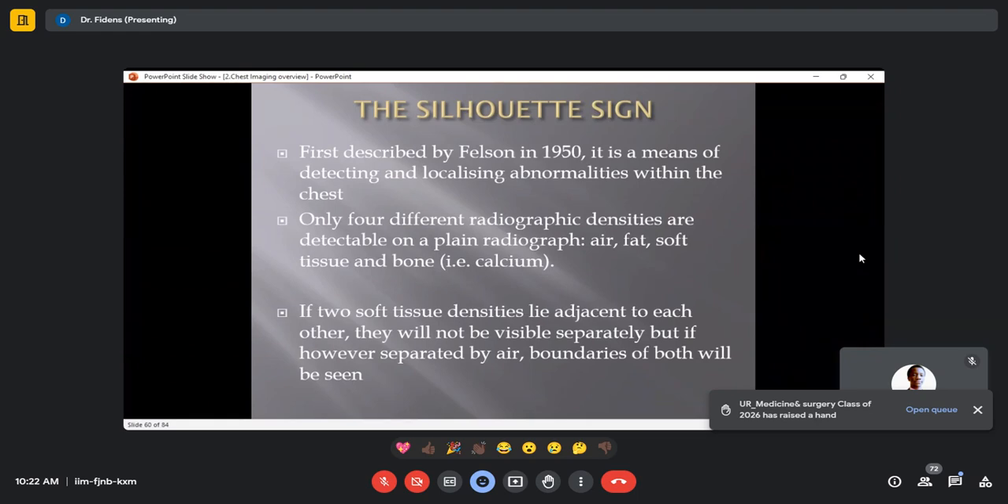Silhouette sign is not for the heart only. Anywhere you can have an opacity that is swallowing the margin of another normal structure, that is silhouette sign positive. Okay?